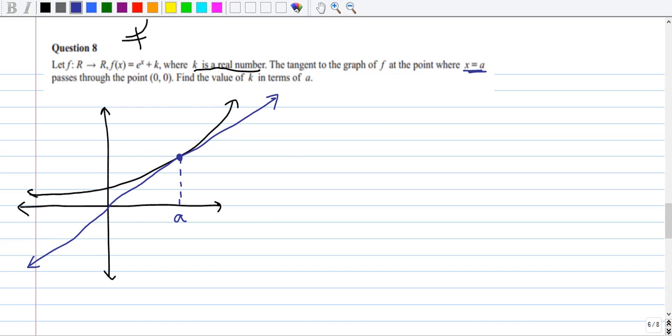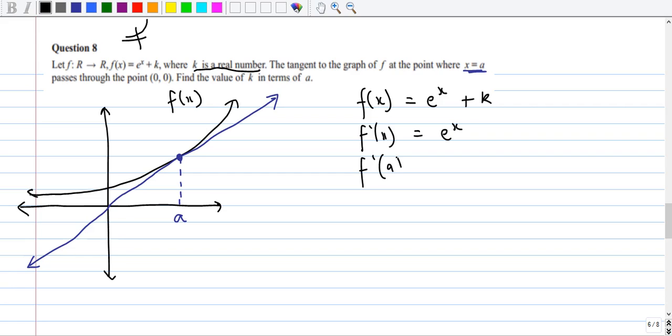Okay, so this is really all I know. I know the equation of f(x). So with this question, the approach I'm going to take is to write the gradient in two different ways. I know that the gradient at this point can be found by differentiating f(x). So if f(x) is e to the x plus k, the derivative of that is just e to the x. And at x equals a, the derivative is e to the a. So that's an expression for the gradient of the black line at that point.